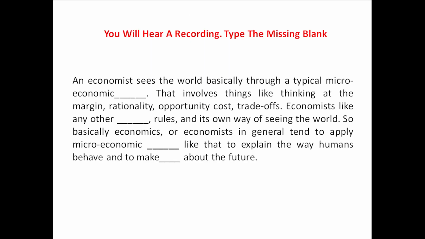An economist sees the world basically through a typical microeconomic toolkit. That involves things like thinking at the margin, rationality, opportunity cost, trade-offs. Economists, like any other discipline, have their own way of seeing the world. So basically economics, or economists in general, tend to apply microeconomic concepts like that to explain the way humans behave and to make predictions about the future.